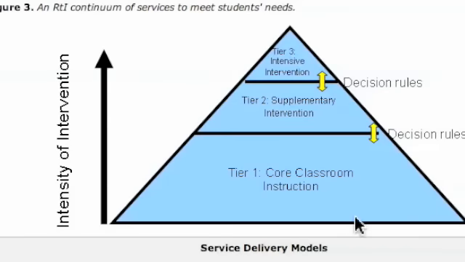Then on the basis of these screening tests, which are done 1 to 3 times a year, students are divided into 3 groups. Most of them, maybe 80%, are Tier 1. So that's your regular class. They're getting the regular curriculum, and they're learning fine with it. The students who are not learning fine are put into Tier 2.